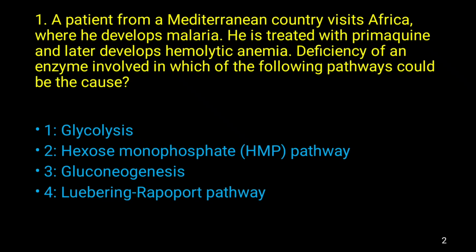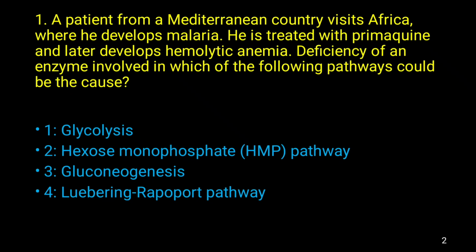The HMP shunt pathway has an oxidative phase and a non-oxidative phase. Simply remember that the oxidative phase of the HMP shunt pathway is required for the formation of NADPH, and this NADPH is required to maintain red blood cell membrane integrity. When NADPH is not present, the stress generated due to drug intake, that is primaquine, leads to the destruction of the red blood cell and hence to hemolytic anemia. So here the answer is definitely G6PD deficiency.